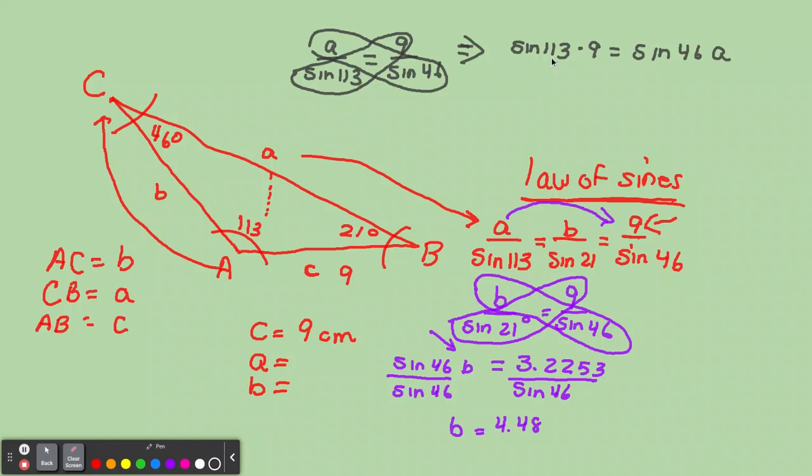So when you do sine 113 times 9 on your calculator, you get about 8.284. Keep that in there, because remember, we're going to divide out the sine 46. We want the a alone. Do some algebra here. Cross that out. Whatever you do to one side, do on the other. And so do 8.284, whatever number you had on your calculator, divided by sine 46. And a would equal 11.517 centimeters. That's how you do the law of sines. Simple as that. Rewind if you need to.